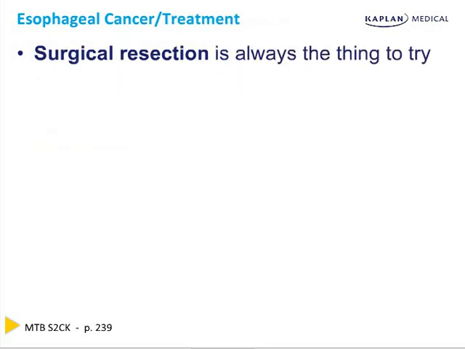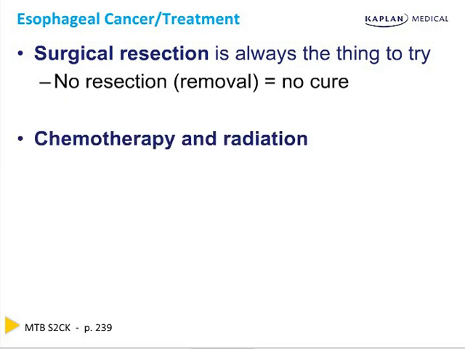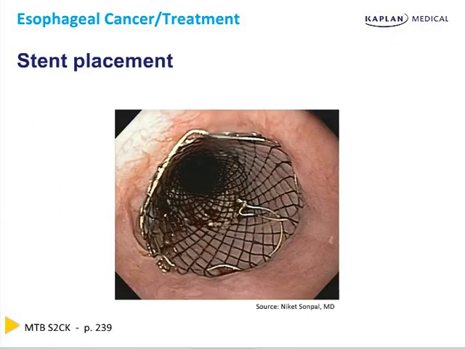Surgical resection is the best thing to try, and it is the only cure for esophageal cancer. Chemo and radiation are used in addition to surgical removal as adjuvant therapy. For patients with very advanced esophageal cancer, stent placement can be used to keep the esophagus open, but note this is purely palliative and it's only to improve the symptoms of dysphagia.